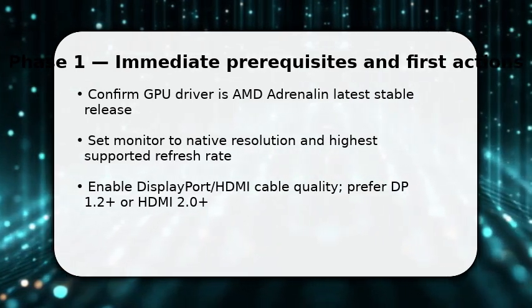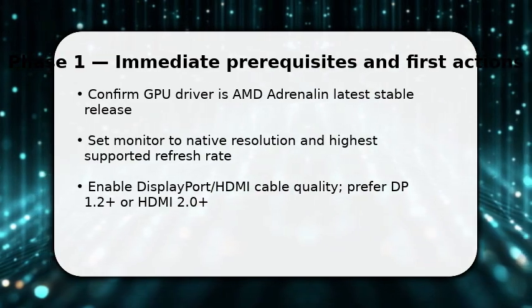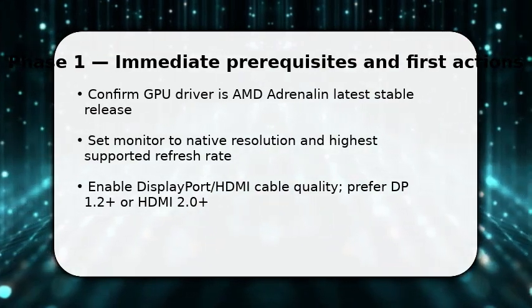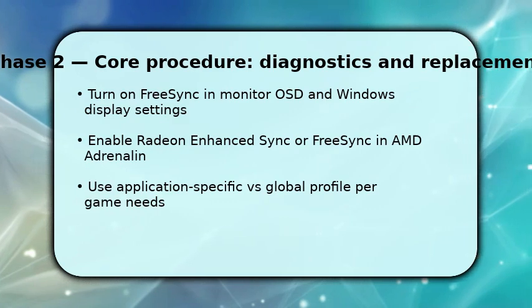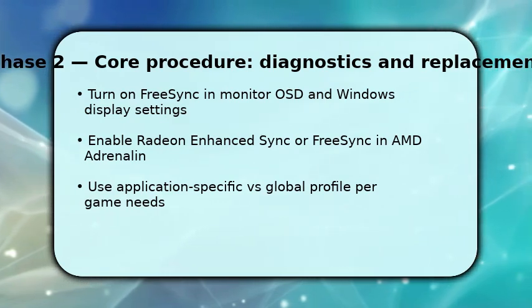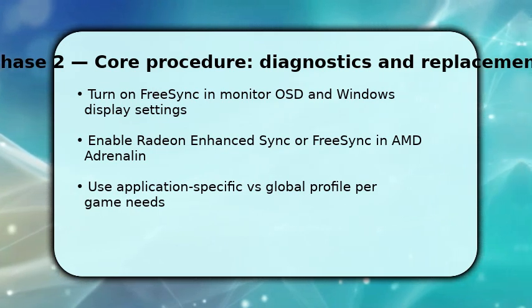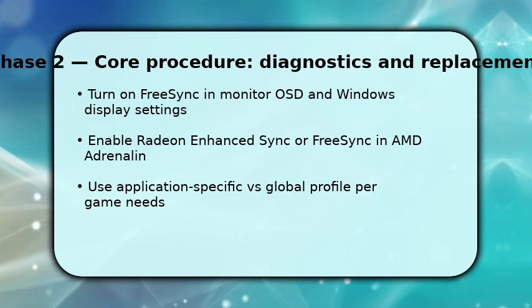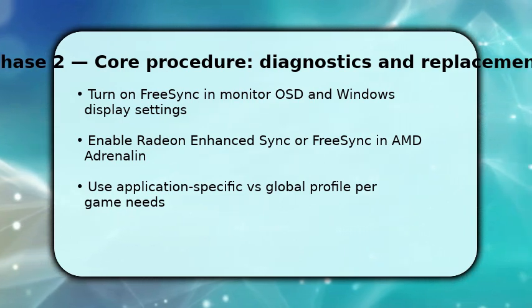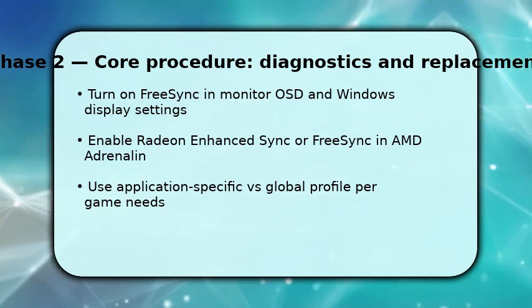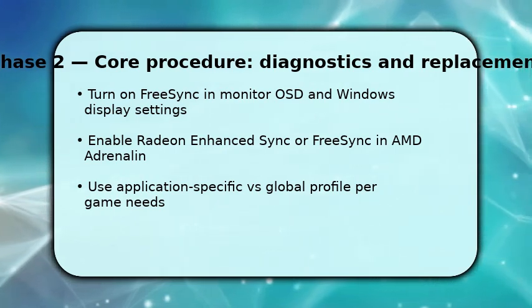Now that prerequisites are in place, proceed to settings and syncing. You now enable adaptive sync so the GPU and display stay in step. First, enable FreeSync in the monitor OSD, then confirm Windows recognizes variable refresh. Next, open AMD Adrenaline and turn on FreeSync or Radeon Enhanced Sync. Enhanced Sync reduces input lag while preventing tearing in many situations.